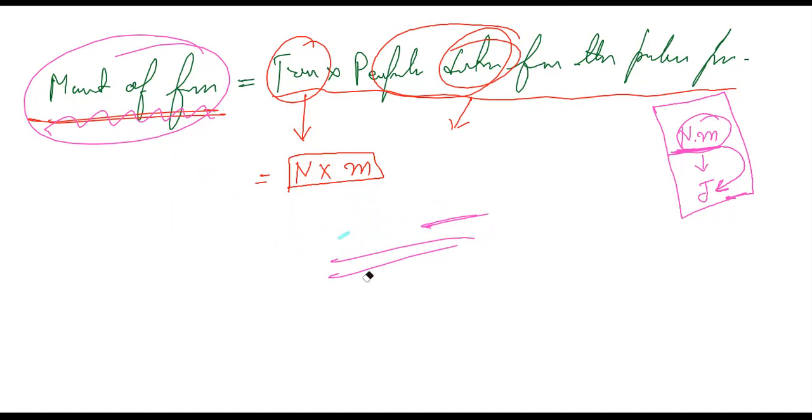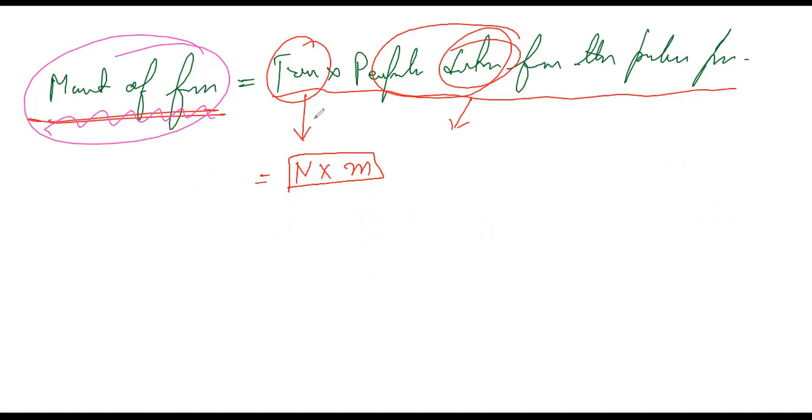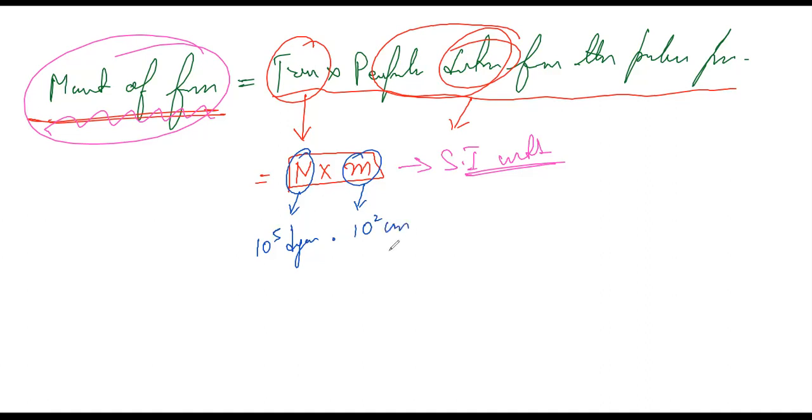So when we are discussing the unit over here, this is the SI unit. Now we have to go for the CGS unit also. Newton's CGS unit is dyne, so 1 Newton is 10 to the power 5 dyne. And the CGS unit of meter is centimeter. So 1 meter is equal to 100 centimeters, which is 10 to the power 2 centimeter.